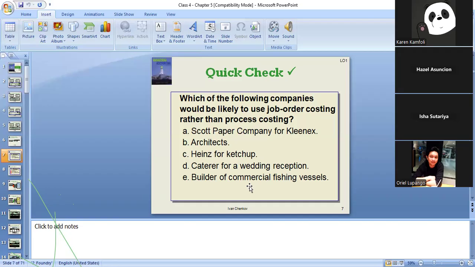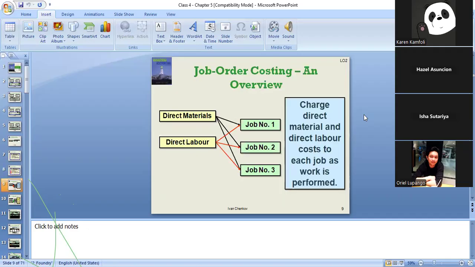So when they're producing those, it's only when the customer comes and says, okay, I want this and this and this and this. Okay, I can do it for you. Make sense? So the companies that are going to use job order are the architects, caterers, and the commercial vessel builders. So let's see now. Again, let's go with our cake and bakery, and let's start making a cake.